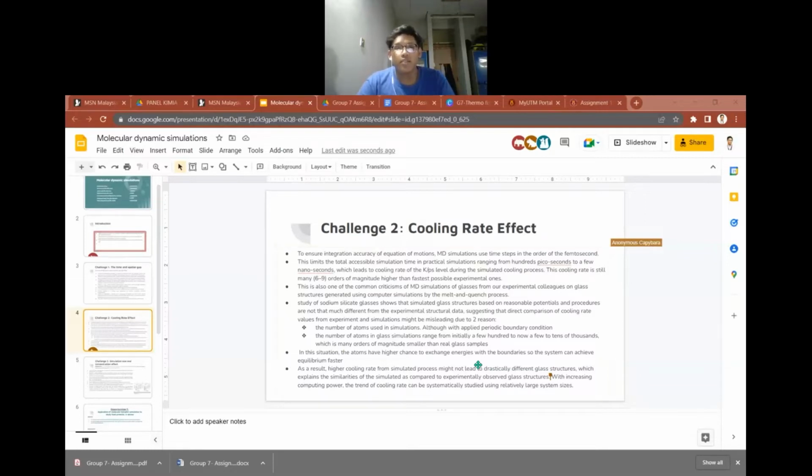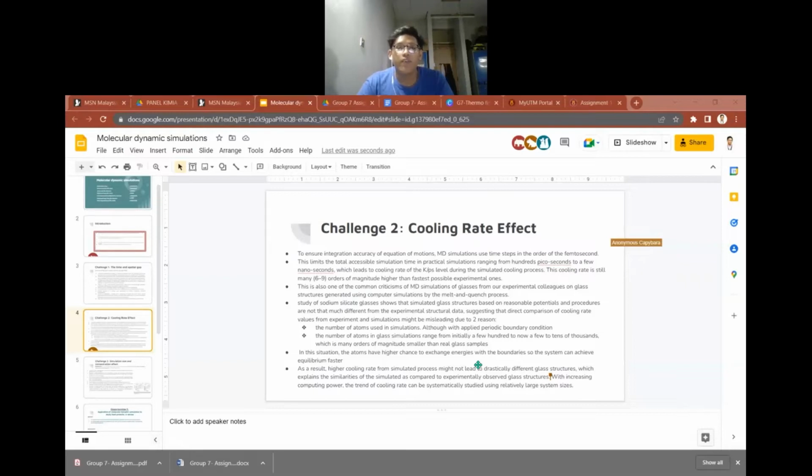This cooling rate is still in a range of 6 to 9 orders of magnitude higher than the fastest possible experimental ones. This is also one of the common criticisms of molecular dynamics simulation of glasses from our experimental colleagues on glass structures generated using computer simulations by the melt and quench process. The study of sodium silicate glasses shows that simulated glass structures based on reliable potentials and procedures are not that much different from the experimental structural data, suggesting that direct comparison of cooling rate values from experiment and simulation might be misleading, due to two main reasons.